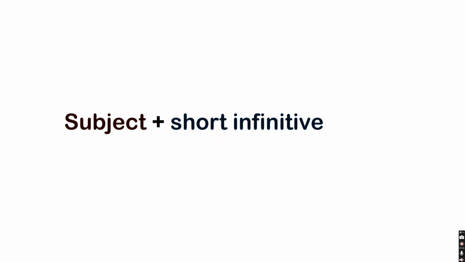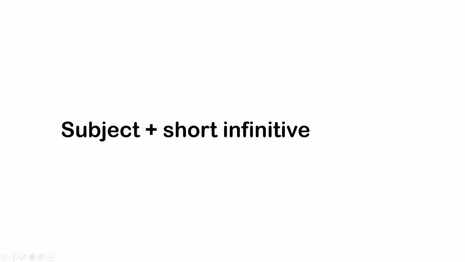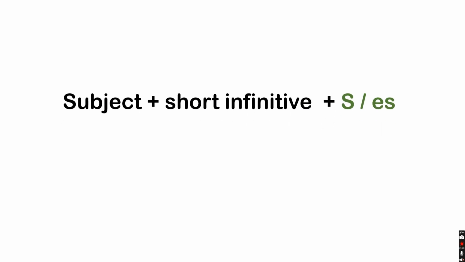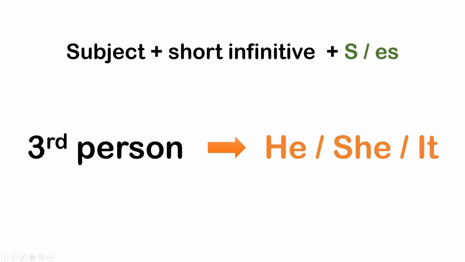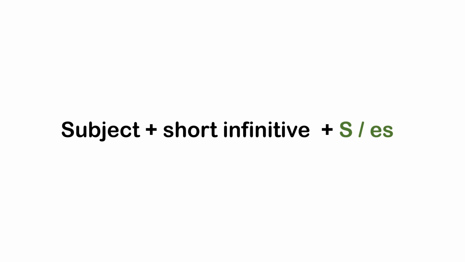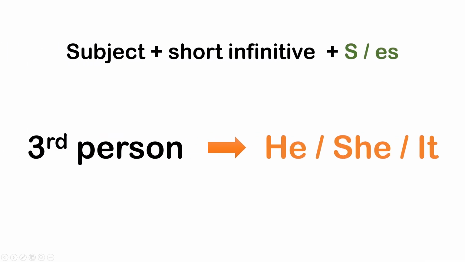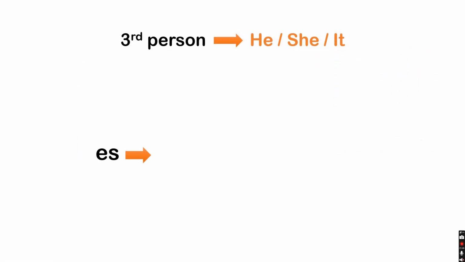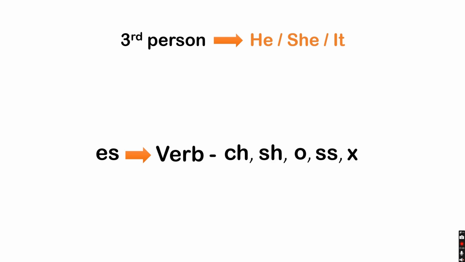Now, this is very important. In a very specific case, in the third person, meaning he, she, it, we add s or es. I will explain it in a moment. So, subject plus short infinitive plus s or es in the third person. Okay, so when do we add es? It's very simple. We add es at the end of our verb when the verb ends in ch, sh, o, s, and x. Let's take an example to make things even more clear.